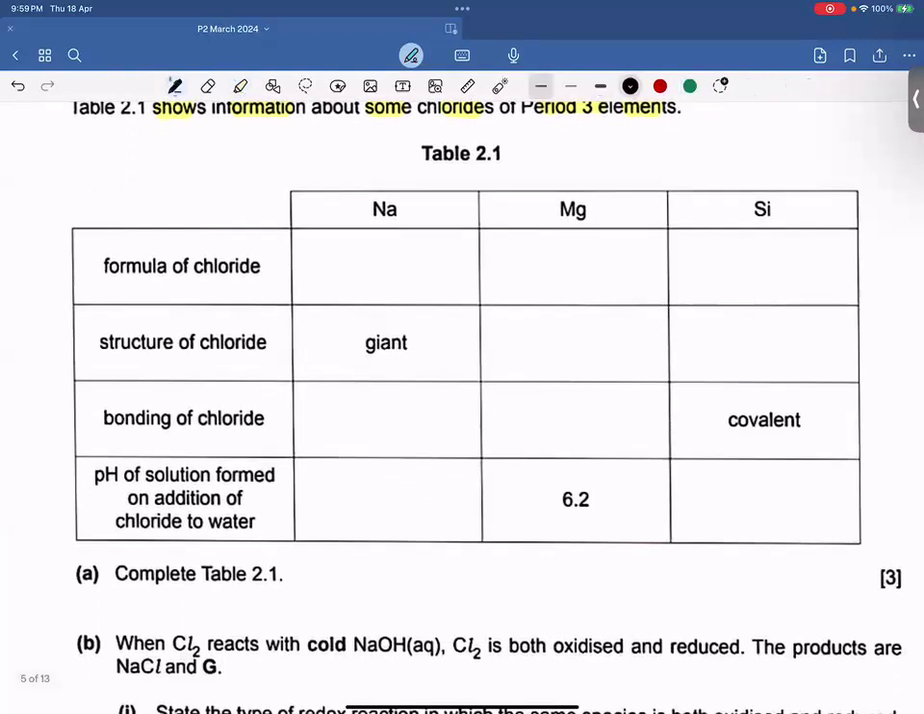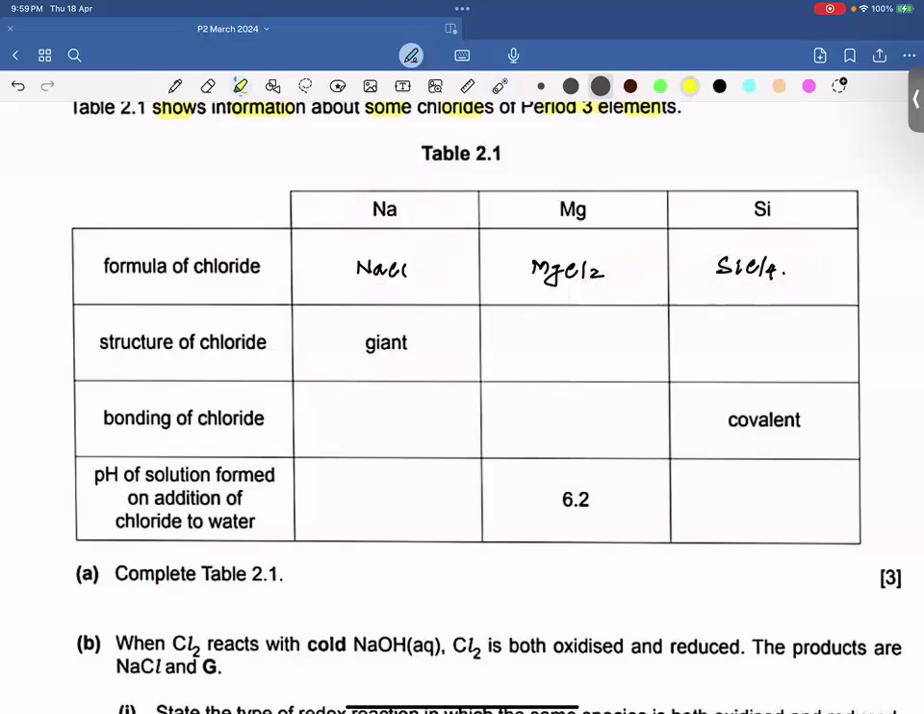Formula of chloride. If you have sodium, the formula of chloride is going to be NaCl, which is sodium chloride. For magnesium, it must be magnesium chloride, which is MgCl2. And for silicon, it must be silicon tetrachloride, which is SiCl4. By the way, an ionic compound is solid, while a covalent molecule must be liquid. The state symbol is not asked, but that's good for revision.